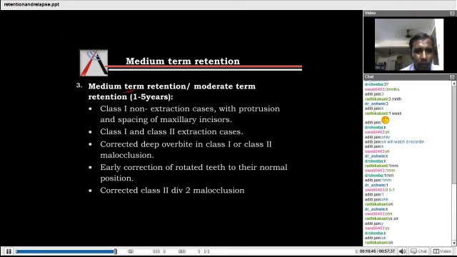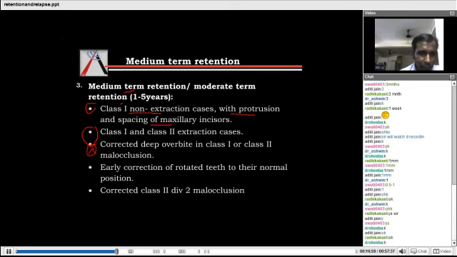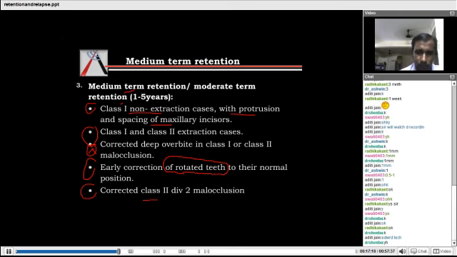Medium term, or 1 to 5 years: class 1 non-extraction with protrusion or maxillary spacing. Class 1 and class 2 extraction cases; deep bite particularly needs retention for a longer period of time. Very important. Rotated teeth also require it, but you should do a procedure called supracrestal fibrotomy. Supracrestal fibrotomy for rotated teeth. Okay?